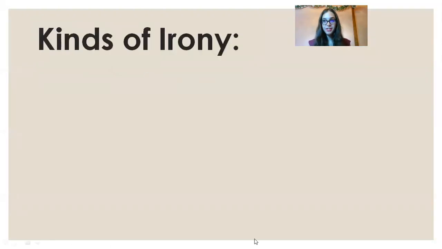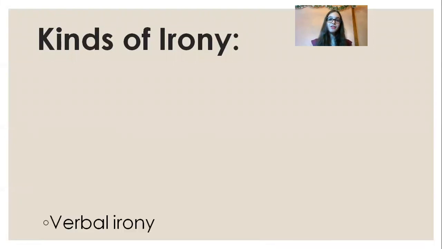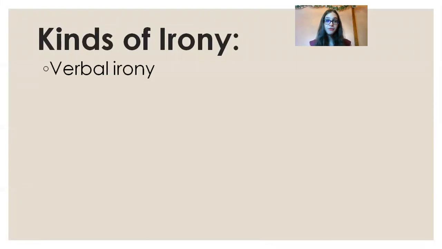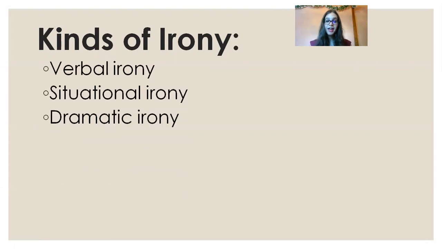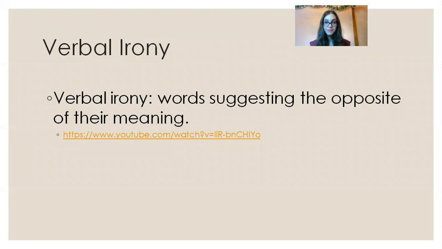Okay. Story of an Hour is a short story, which is heavily ironic. All right, there are a few different kinds of irony. So the first is verbal irony, then we have situational irony, and then we have dramatic irony. Verbal irony is words suggesting the opposite of their meaning. So you say something, but it's not what you actually mean. You're suggesting the opposite. It's a really helpful video here. Again, if you want to pause and watch that, there's a fantastic explanation.